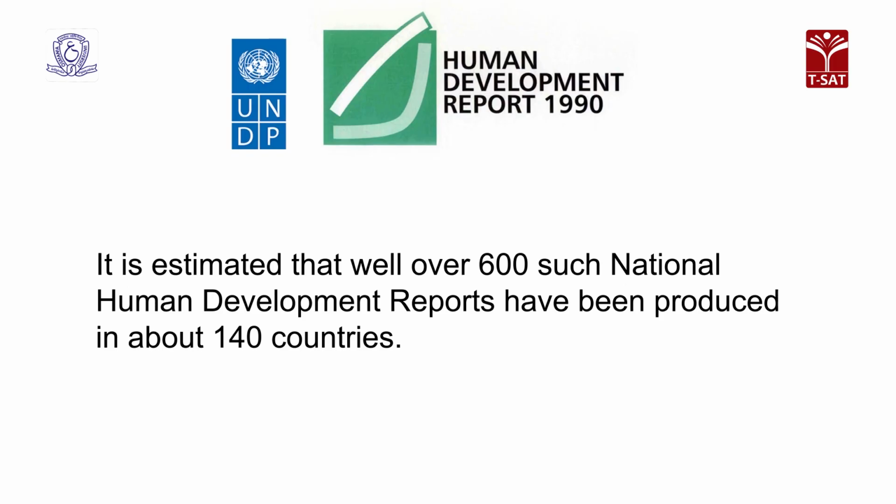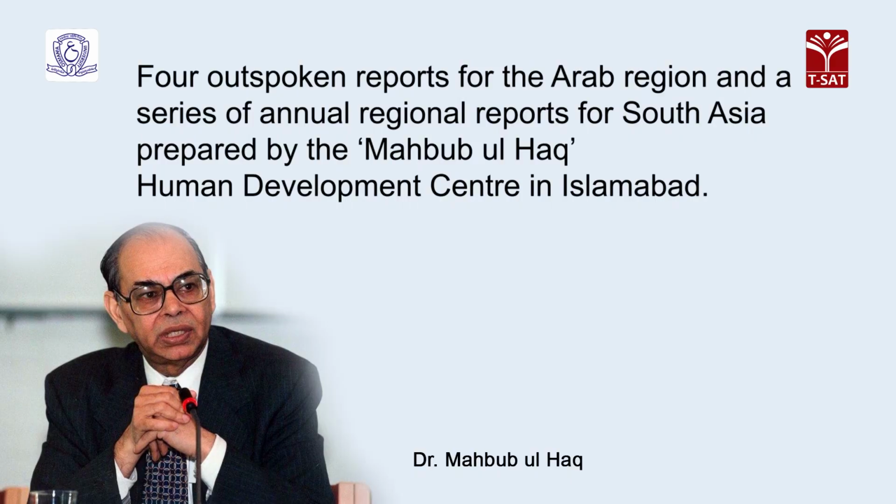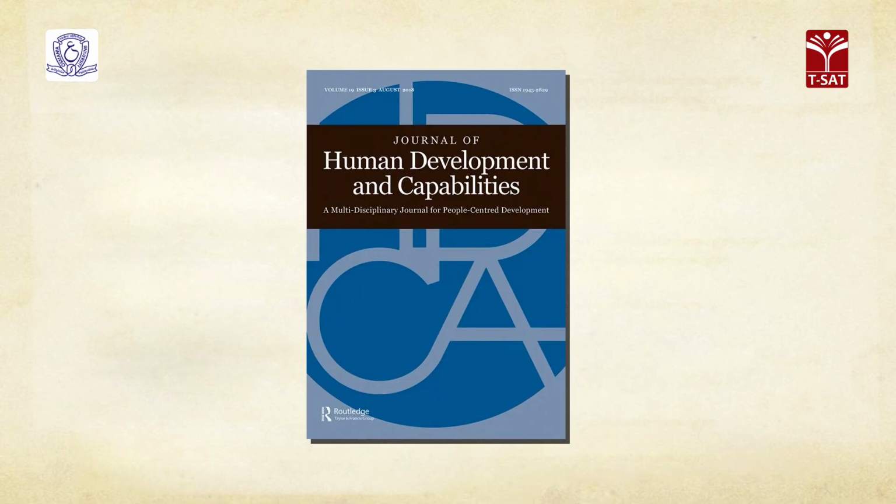It is estimated that well over 600 such national human development reports have been produced in about 140 countries. In addition, a number of regional human development reports have been issued, most notably four outspoken reports for the Arab region and a series of annual regional reports for South Asia prepared by the Mahbub ul Haq Human Development Centre in Islamabad. Numerous books and articles about human development have also appeared, and the Journal of Human Development has been published regularly since 2000.